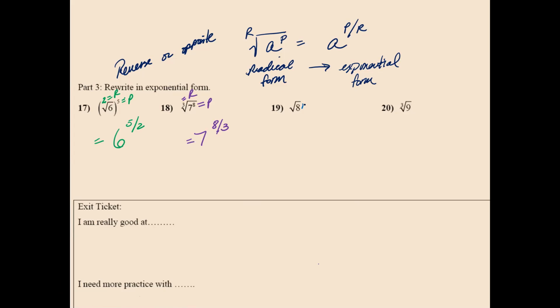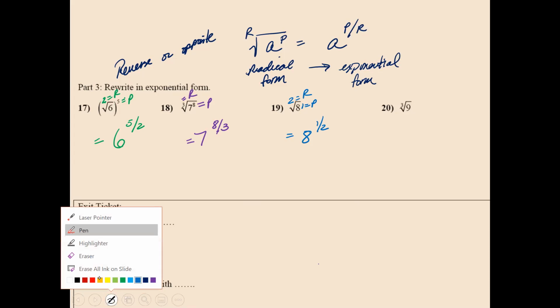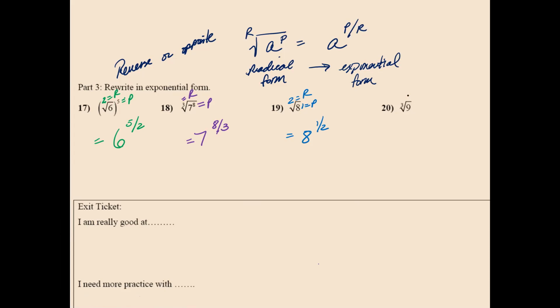Number 19, your power is going to be 1, okay? There's a 2 right there, and that's your root. So 8 to the 1 over 2. And then for this one, 1 is going to be your power, 3 is going to be your root. So 9 to the 1 over 3 is your answer.